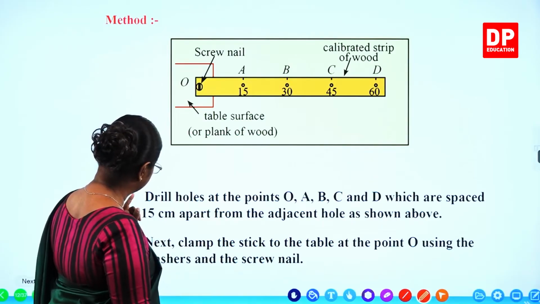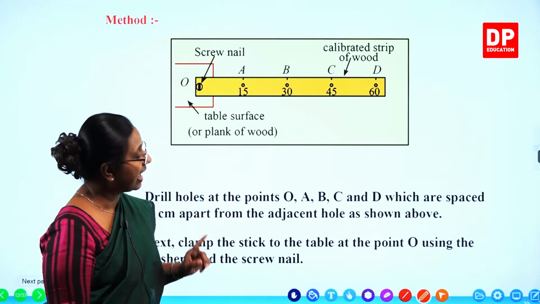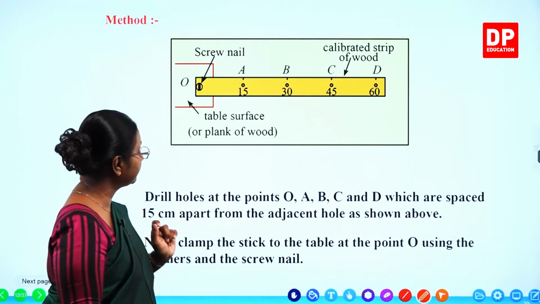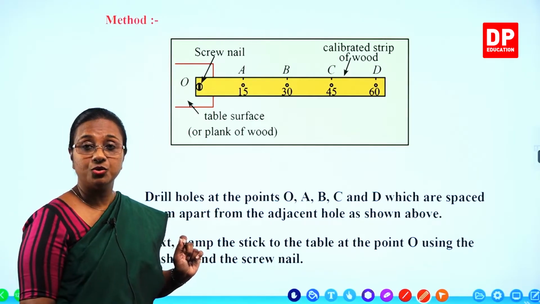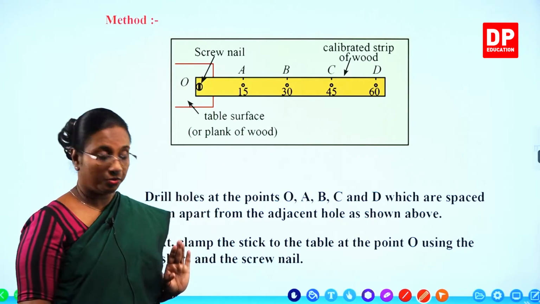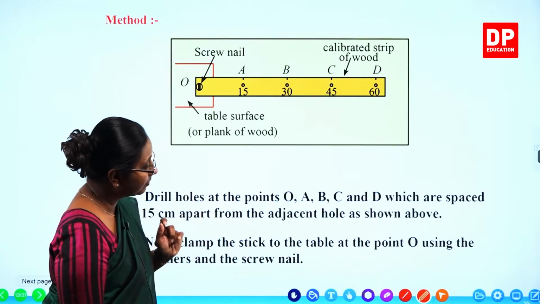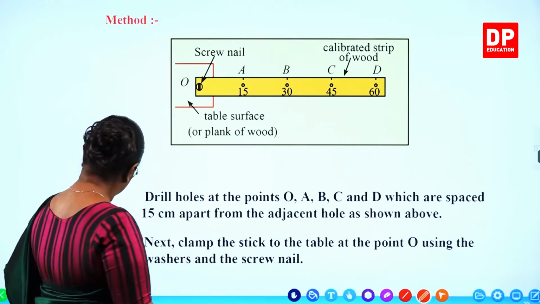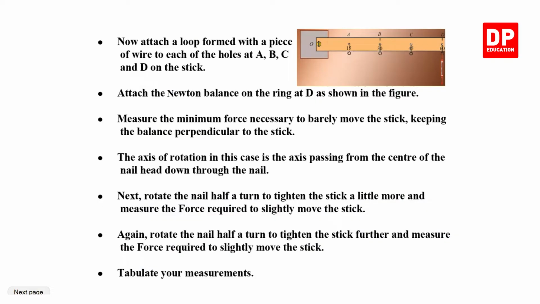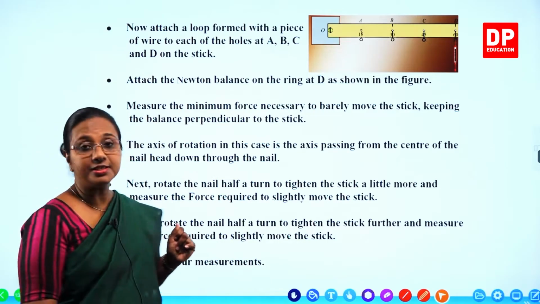Let's look at the method again. Drill holes at points O, A, B, C and D, which are spaced 15 cm apart from the adjacent hole as shown above. So all the holes. Then next, clamp the stick to the table at the point O using the washers and the screw nail. And after that, now attach a loop formed with a piece of wire to each of the holes at A, B, C and D on the stick.